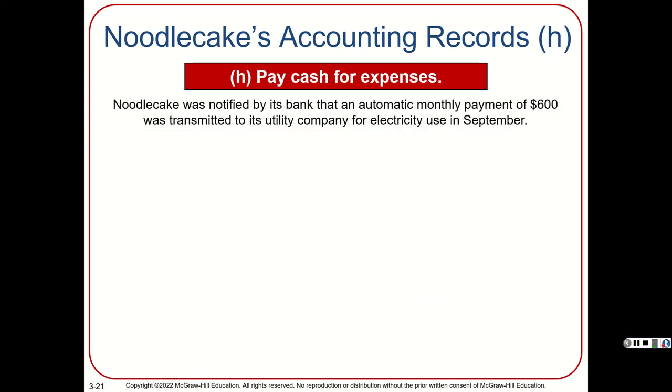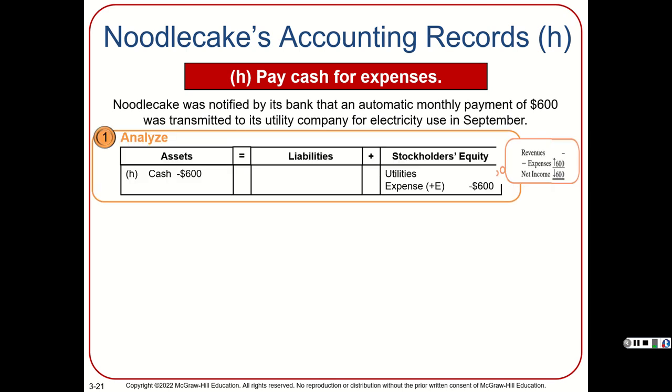Paying cash for expenses. So the company was notified by its bank that an automatic monthly payment of $600 was transmitted to its utility company for electricity use in September. So here's the transaction. Your cash is going down. It automatically came out of the bank account, and the expense account is going up, and that is also a debit entry.